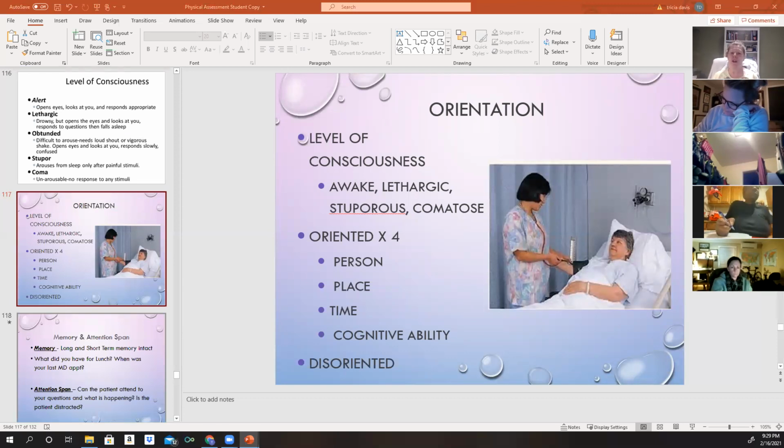So we want them to be alert and oriented to their self. So that's person. They know who they are. We want them to be oriented to place, which is where they are in the hospital. We want them to be oriented to time, and then we want them to have cognitive ability. So if they meet all that criteria, we say they're alert and oriented x4. If they only know their name and the place where they are, well, they're alert and oriented x2. And if they only know themselves, alert and oriented x1.